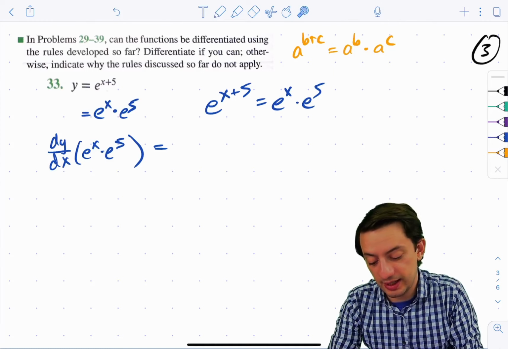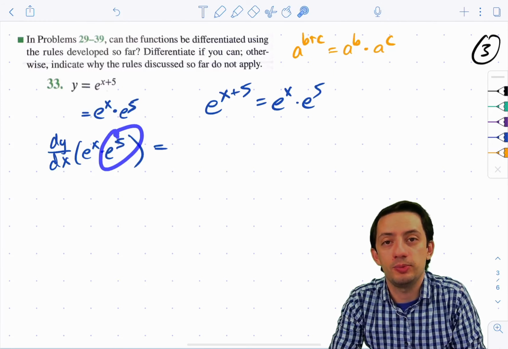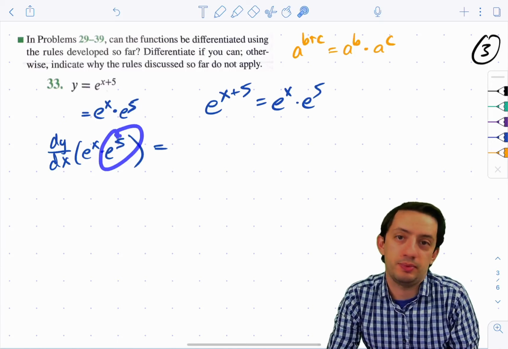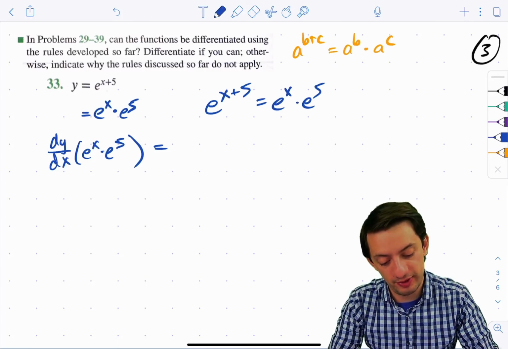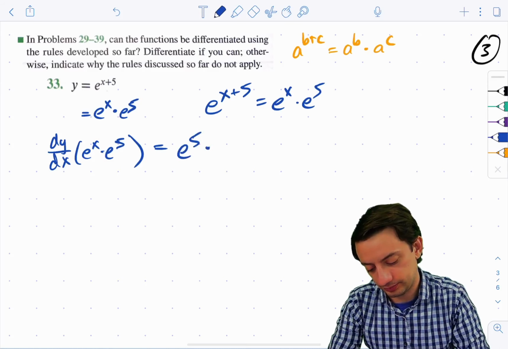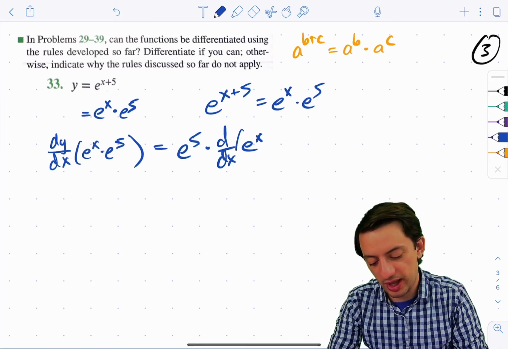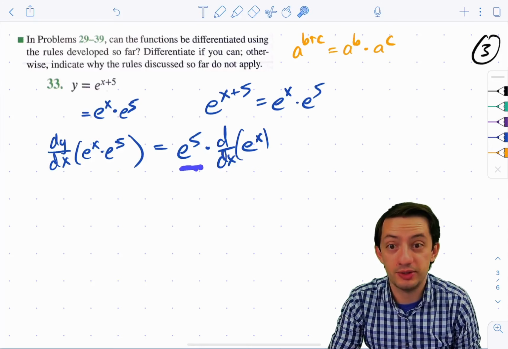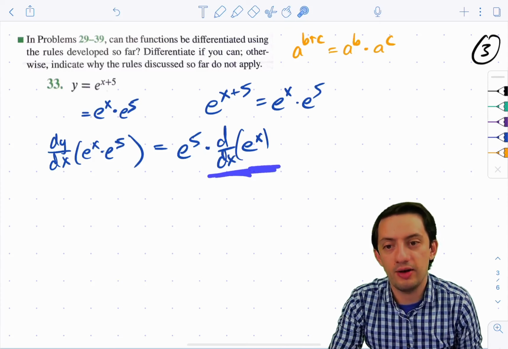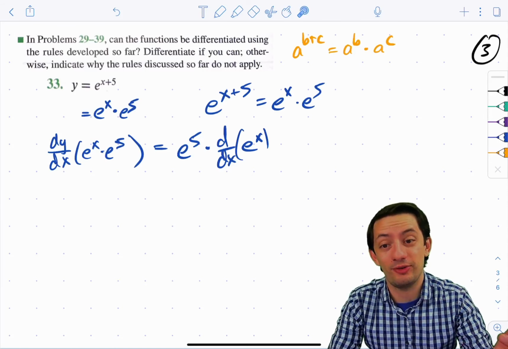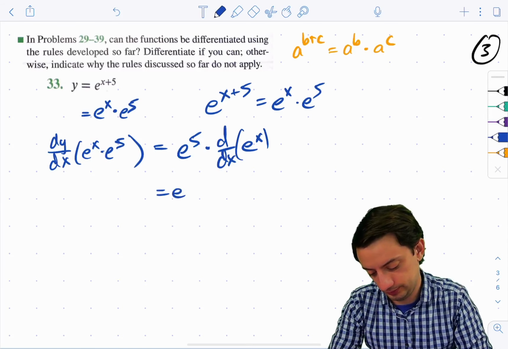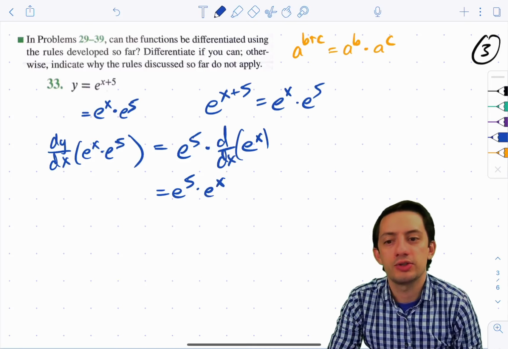The trick is that e to the 5 is a constant. It's 2.71 to the 5th power, which is, I don't know, whatever it is, it's a constant. So that means it can get pulled outside of the derivative. So what's left is e to the 5th, on the outside now, times the derivative of e to the x. What's the derivative of e to the x? This is the funny one that we saw in the lecture. The derivative of e to the x is itself. So this is the derivative.